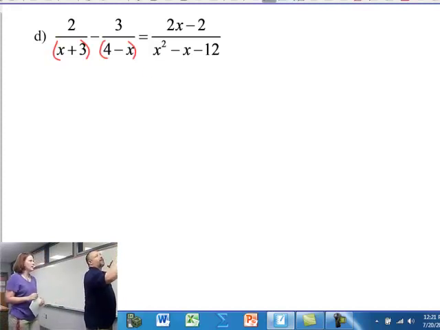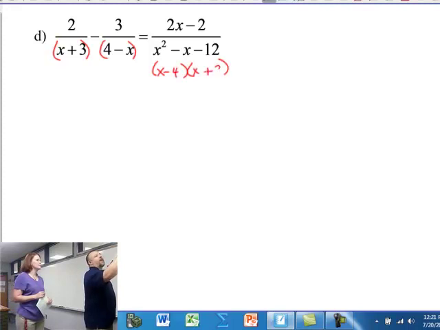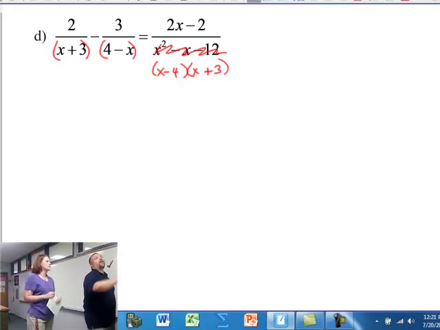X squared minus x minus 12. We should factor that. What do we get? X minus 4 and x plus 3. And again, if you need help doing that, come talk to us. However, you should be pretty good at it by now.